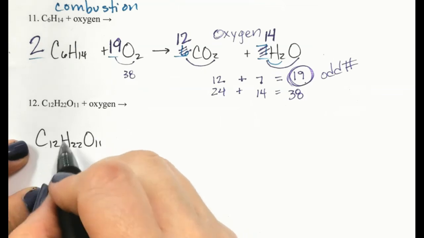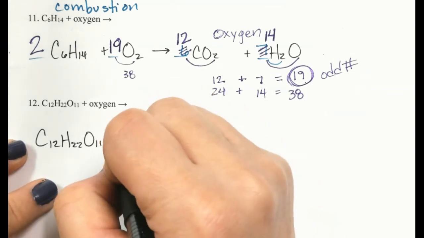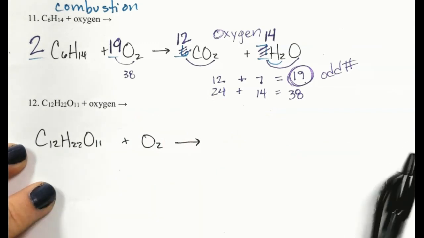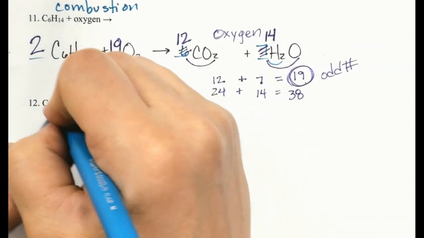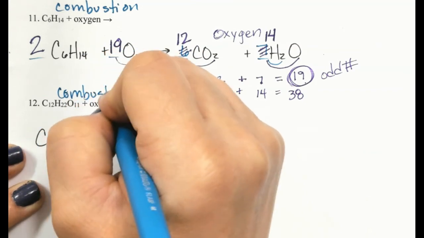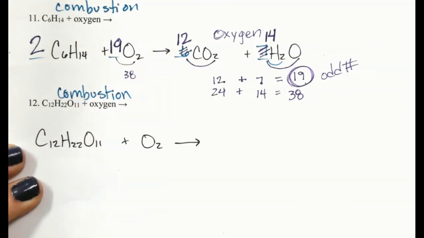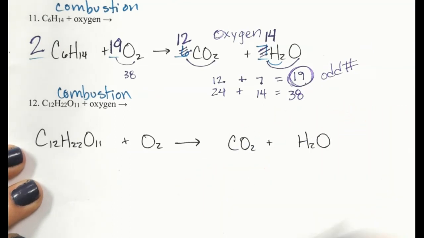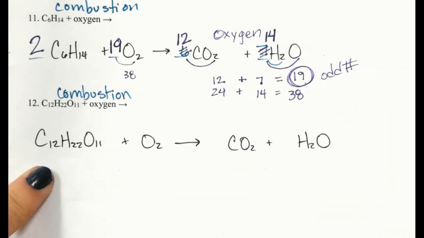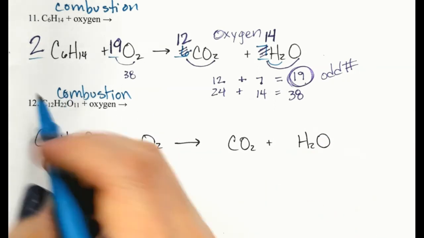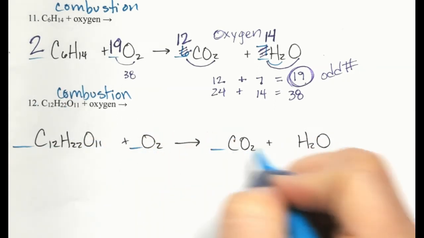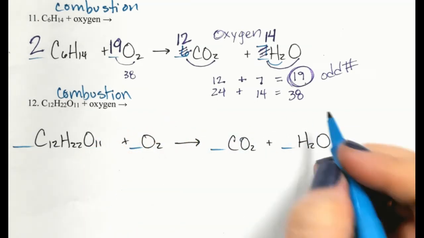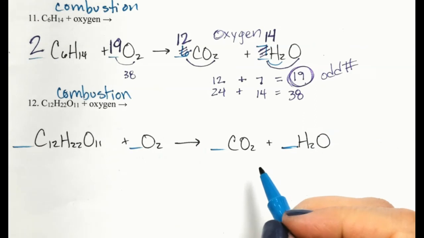Last example is C12H22O11 plus oxygen is O2 yields. This is a combustion reaction, which means that it's going to have the same 2 products all day long, and that's going to be CO2 and H2O. So now that I have predicted my products, I can balance my coefficients. This one's a little bit more challenging because we have this oxygen here as well as this one, but we'll just deal with it one thing at a time.